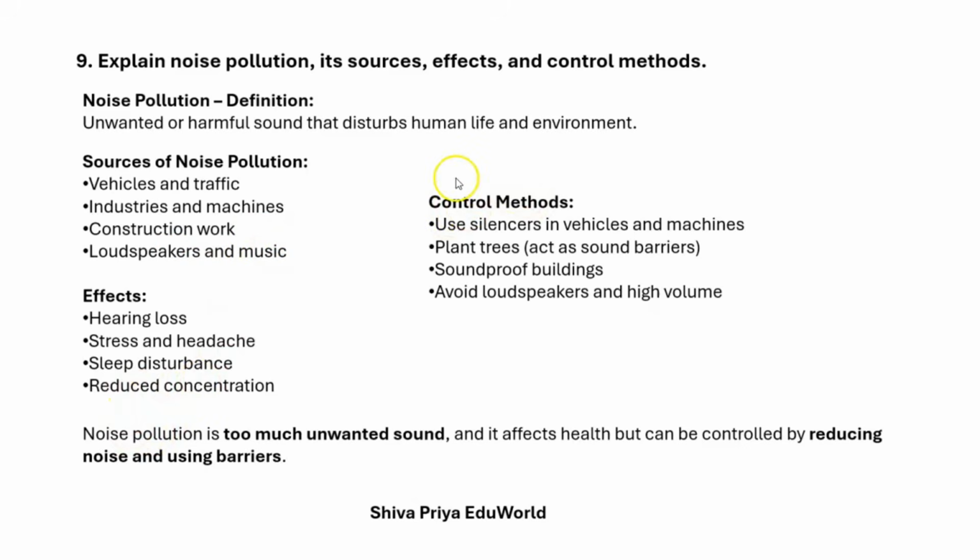How to control this noise pollution? Let us see. Use silencers in vehicles and machines. Silencers we have to use, and plant trees that act as sound barriers. We have to plant the trees. Soundproof buildings: while constructing buildings, we have to use soundproofing, and avoid loudspeakers and high volume materials. Clear? These are all the control measures, the controlling methods for noise pollution.